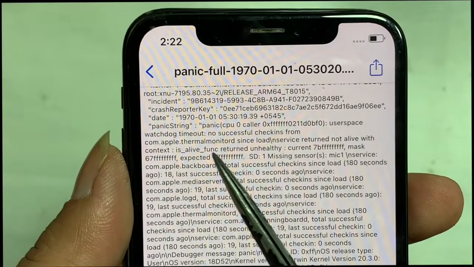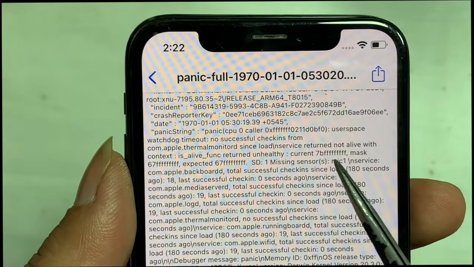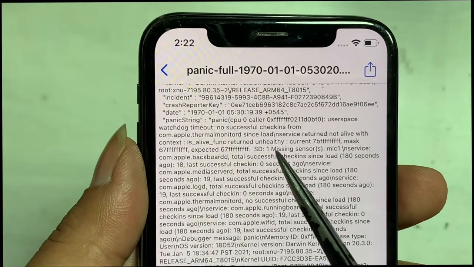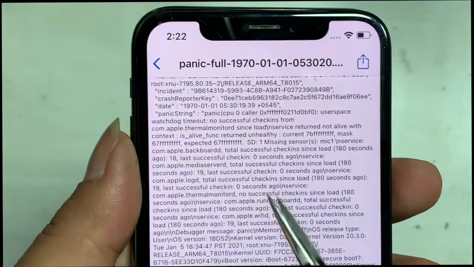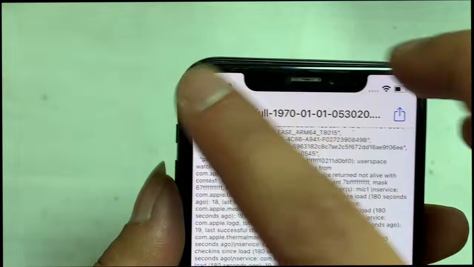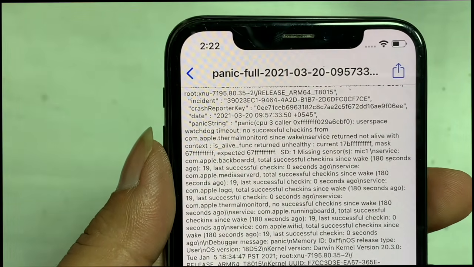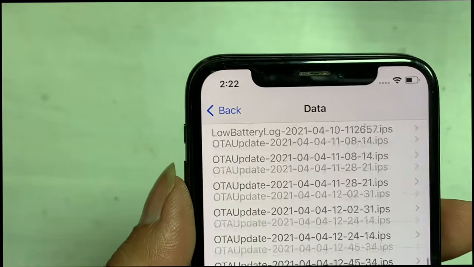from com.apple.thermalmonitord, scenes load and service returned not alive with context is alive function, returned unhealthy. SD, one missing sensor, mic1 and service. These all indicate that the problem is with the charging flex.